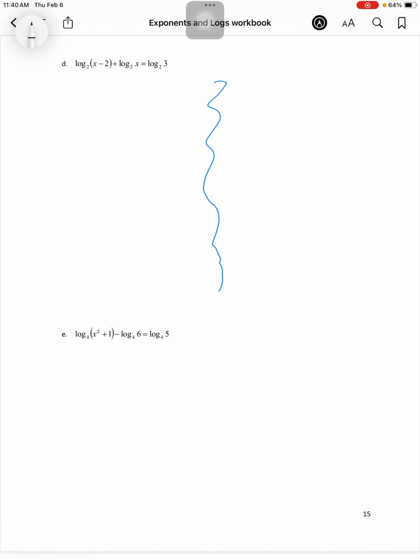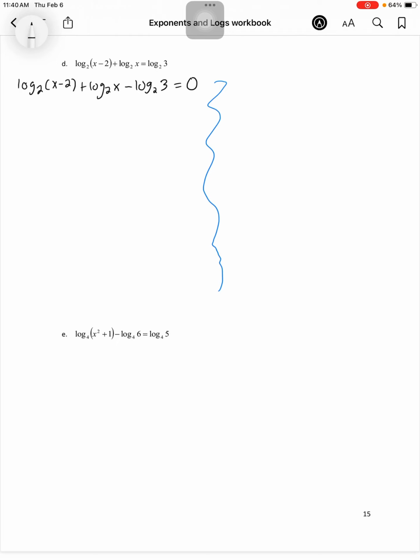What you're going to do here is, wait, did I finish? Yeah, I did finish. What you're going to do here is bring all the logs to the left side of your equal sign. So you're going to get log base 2 of x minus 2, plus log base 2 of x, minus log base 2 of 3 equals 0.